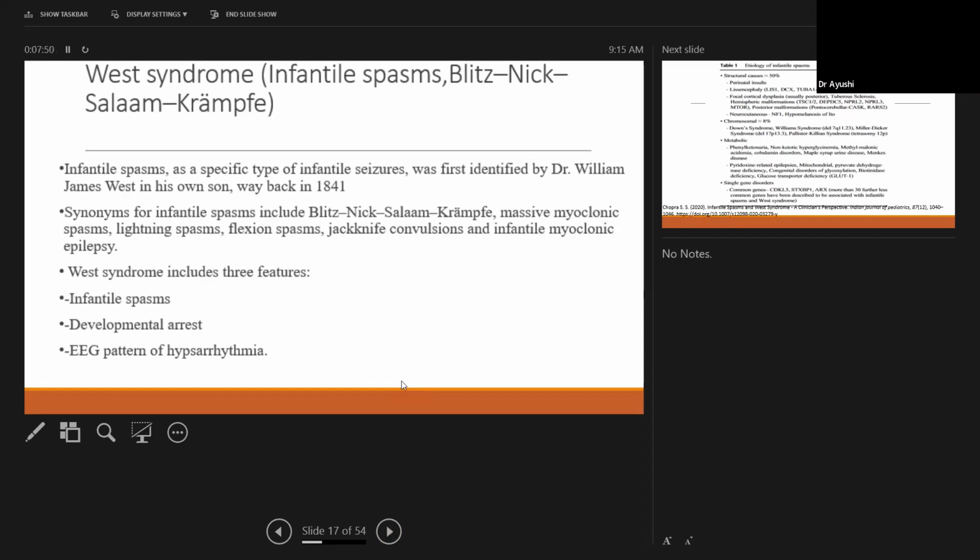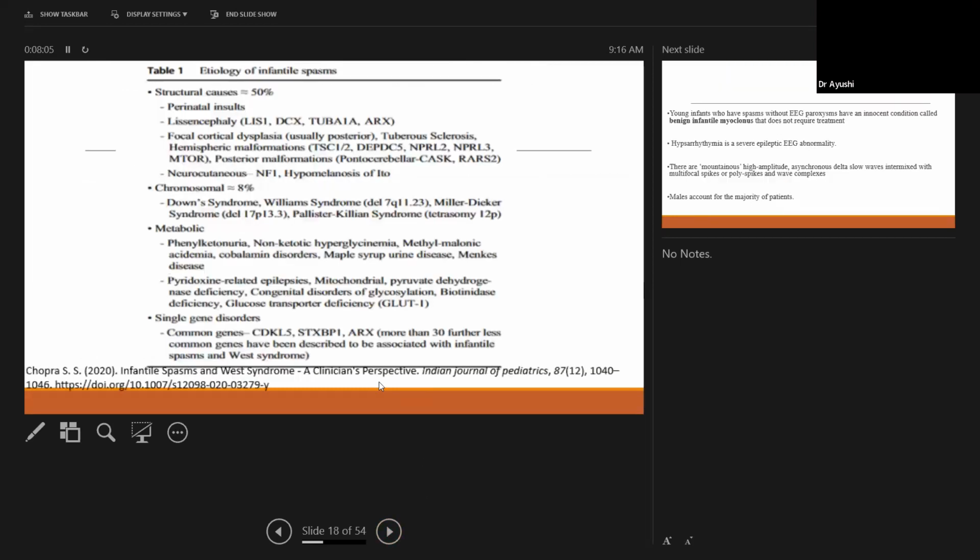And synonyms for infantile spasms include blitz, nick, salaam, cramp, massive myoclonic spasms, lightning spasms, flexion spasms, jackknife convulsions, and infantile myoclonic epilepsy. Now, etiology of infantile spasms: about 50% are due to structural causes like perinatal insults, mesencephaly, focal cortical dysplasia, tuberous sclerosis, hemispheric malformations and posterior malformations, and neurocutaneous syndromes.